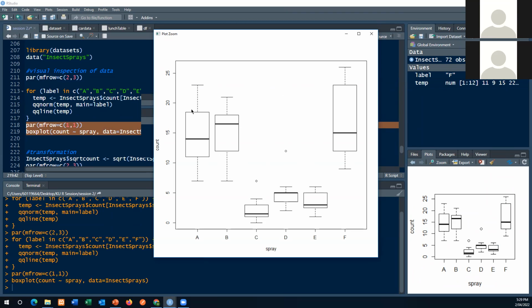What is a box plot? It has the quantiles, like the first quartile, quartile 2 which is the median, and then quartile 4, and these are the whiskers. Then this is the mean. Spray A has this mean, spray B has this mean. You see there are different means. So visually, we can see the means are different.